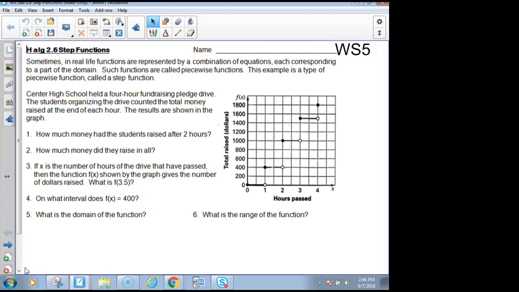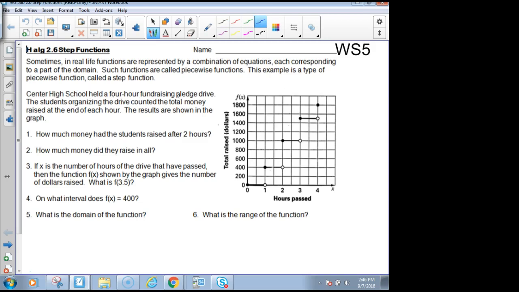All right, today we're going to do step functions. Sometimes in real life, functions are represented by a combination of equations corresponding to a part of the domain. Such functions are called piecewise, which we already graphed. Remember, we did a piece of a line, another piece of a line, etc. This is an example of a type of piecewise function, which is called a step function. It's got pieces. So here's a real-life example.